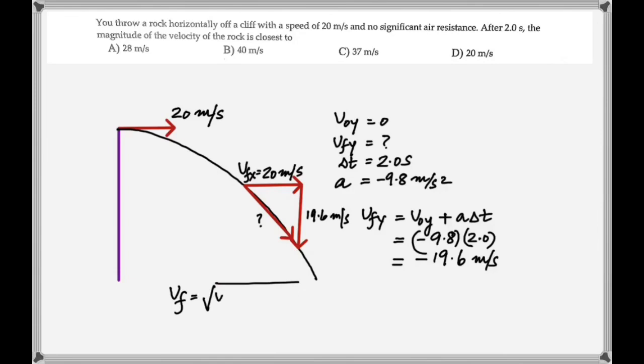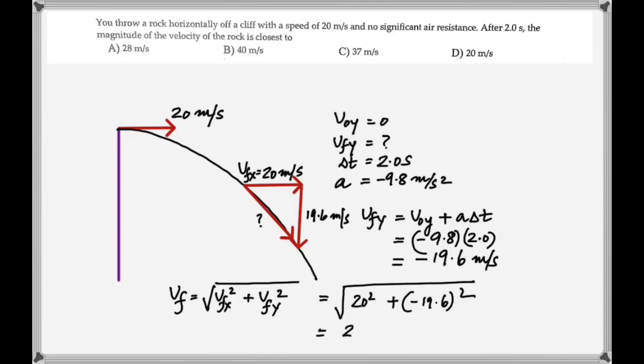And you know that this is going to be the square root of the sum of the squares, which gives you the answer. 20 squared plus negative 19.6 squared, the square root of that is 28 meters per second. So that's how we do this.